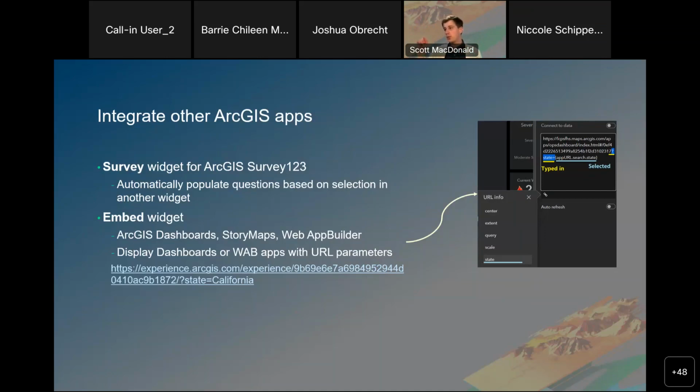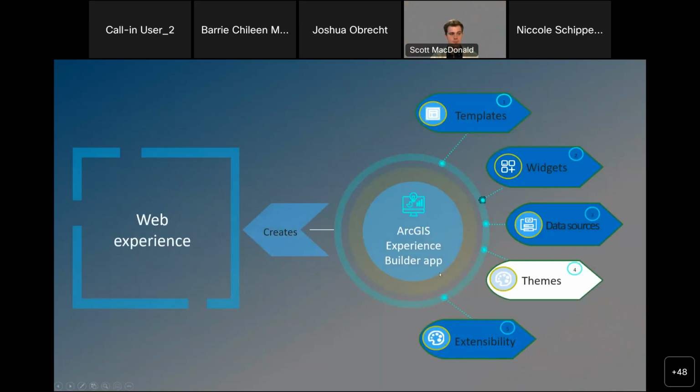I've been able to one-to-one map fields from the map widget into the fields of the survey to populate those questions. I can also embed dashboards and story maps and Web AppBuilder apps within an experience. A very common thing to do with this is to have multiple different dashboards or Web AppBuilder apps that I've created and make the experience the central homepage to all of those apps, designed the way I want it to be, and it looks very professional and brings those things all together.